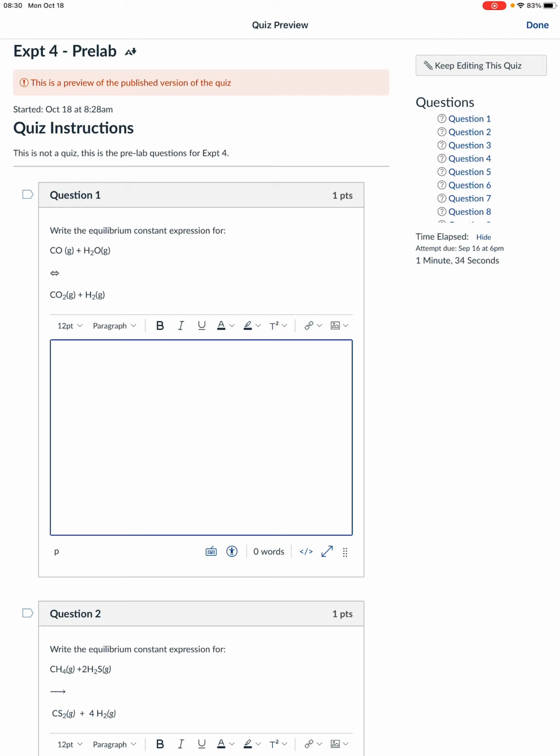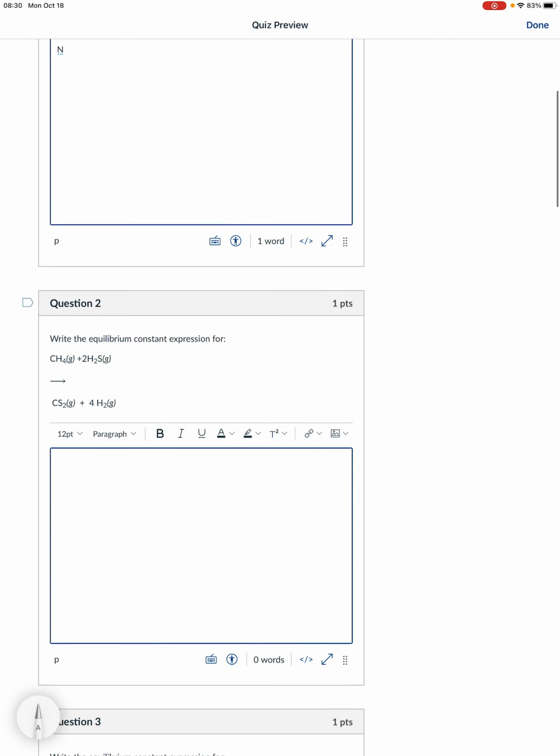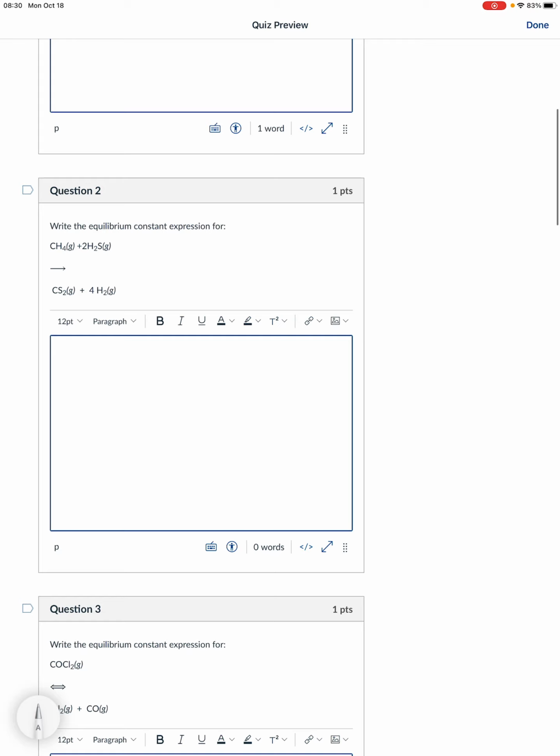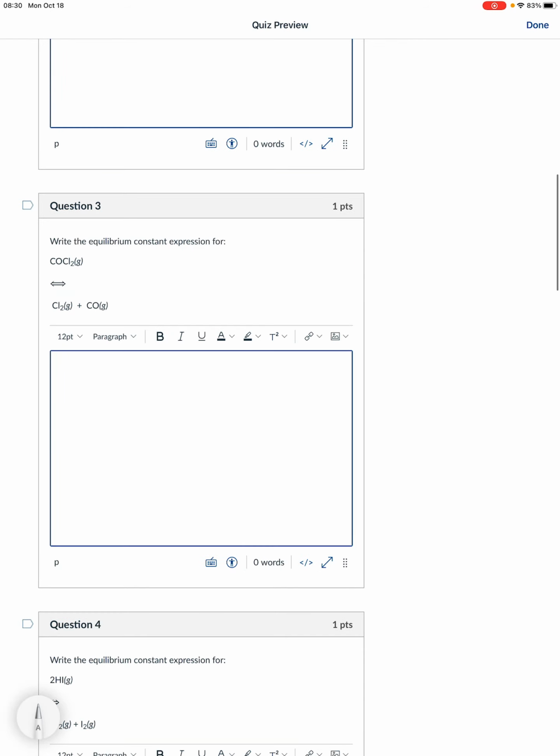Now, every one of these is set up the normal way. This is just going to be products over reactants. Question 1, carbon dioxide and hydrogen over carbon monoxide and water. Not raised to any powers. This is already balanced. You guys knew how to do most of these. The only time anyone got anything wrong on here was question 2, because there's only a single arrow, not a double arrow. So this was one that is not at equilibrium.